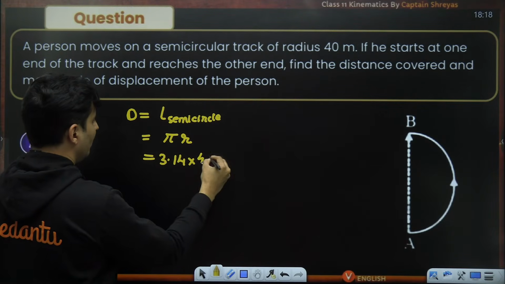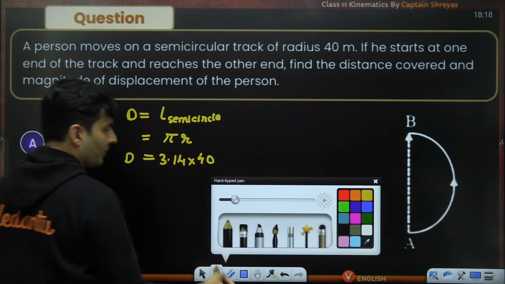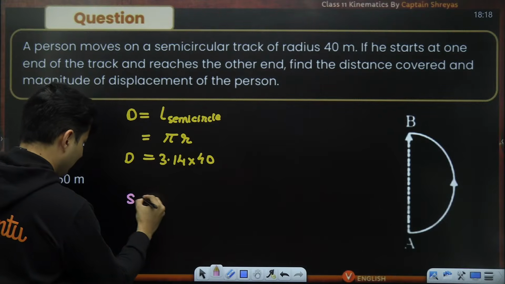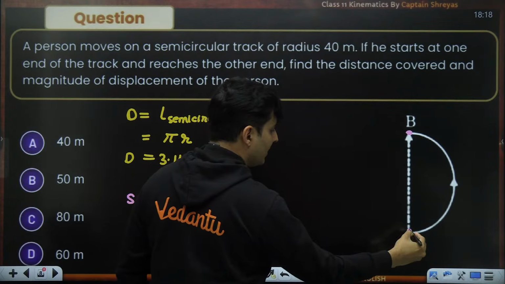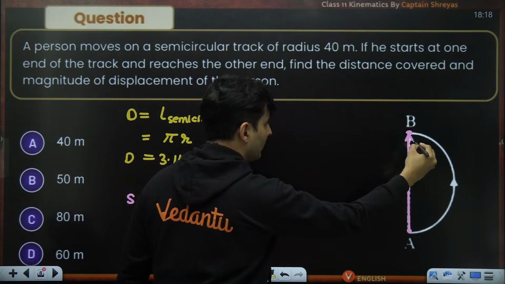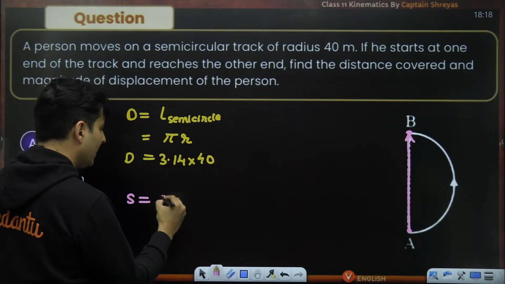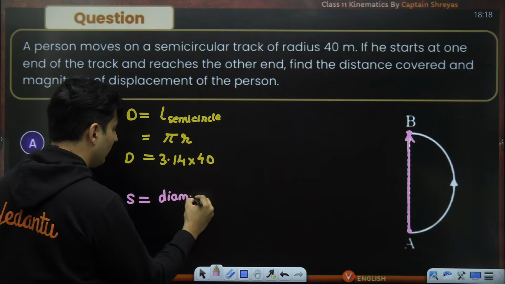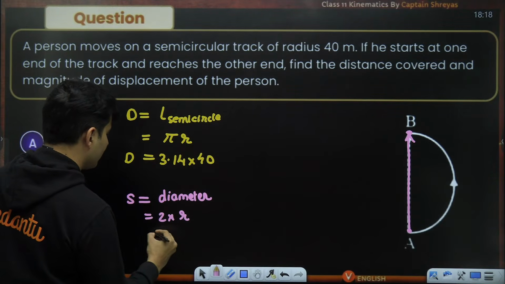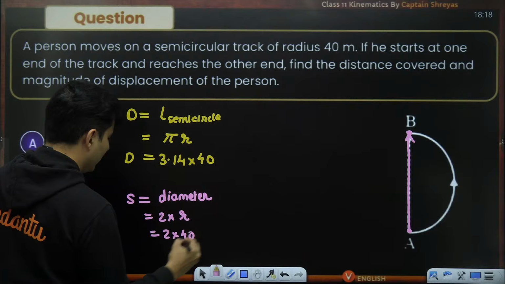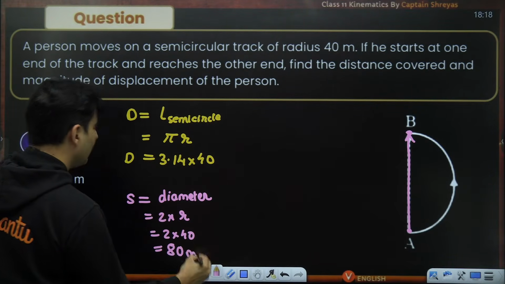It is given to be 40 meters. So that is the distance. But if you ask me what is the displacement, then this is my final, this is my initial. I've just gone along this path. So displacement is nothing but the length of the diameter of that circle, which is 2 times the radius, which is 2 into 40, which in that case will be 80 meters.